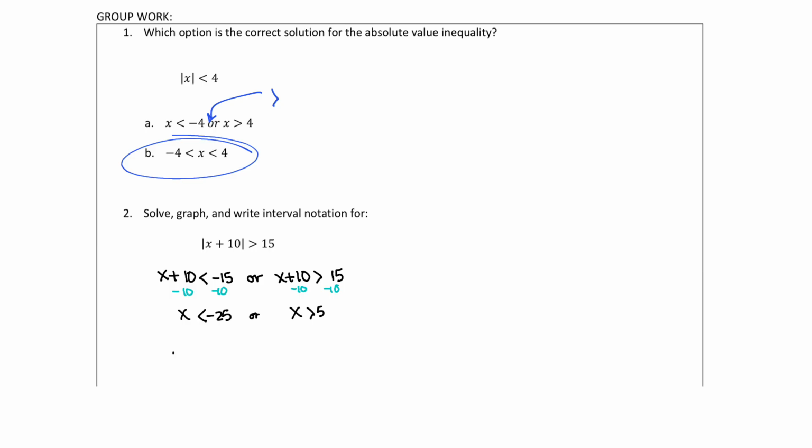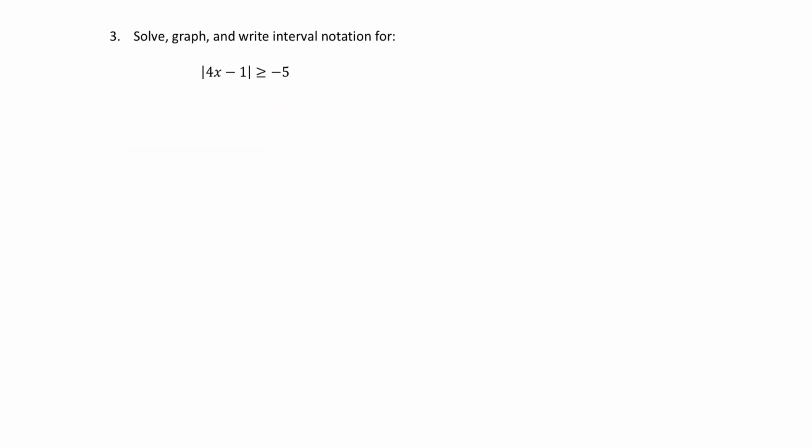That's my solve. Number line is going to be negative 25, positive 5, open circle to the left, open circle to the right. And interval notation, negative infinity to negative 25, union symbol, 5 to positive infinity. There we go. Hopefully you got it. Let's try the next one.